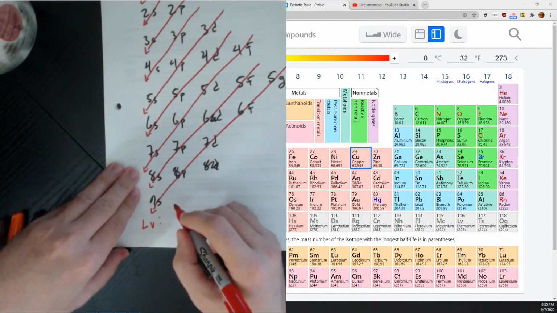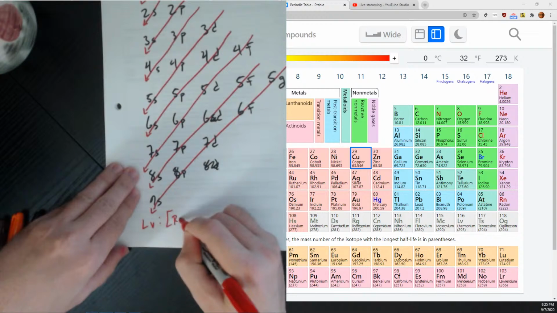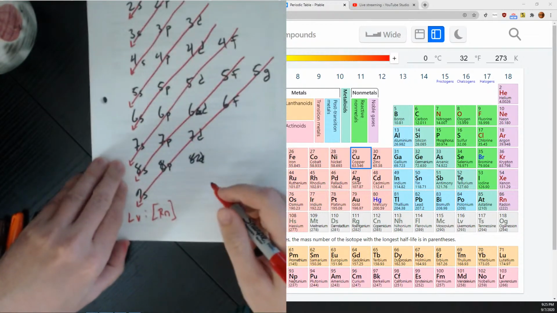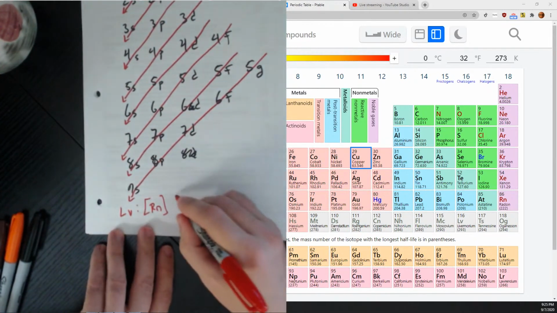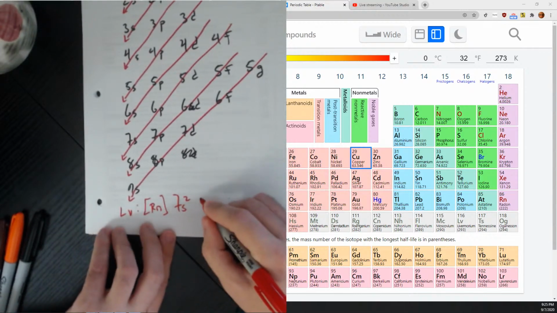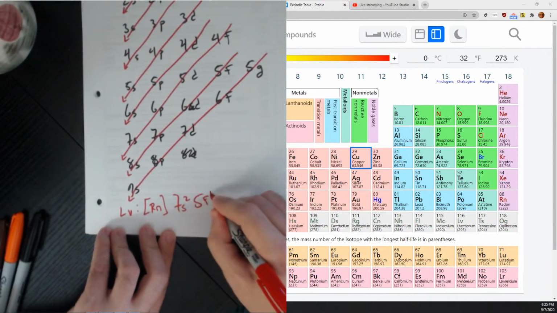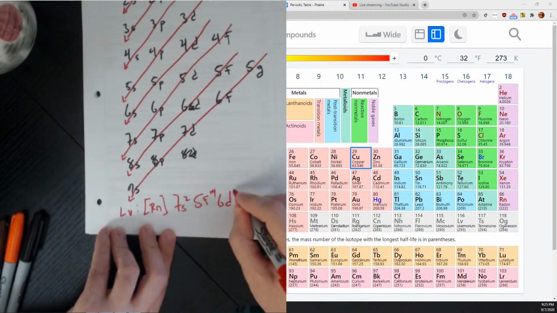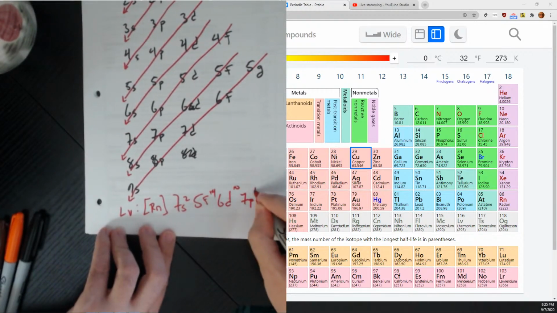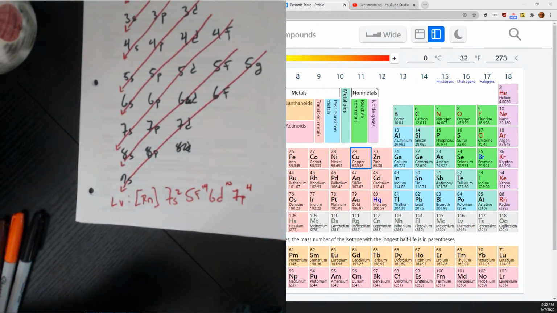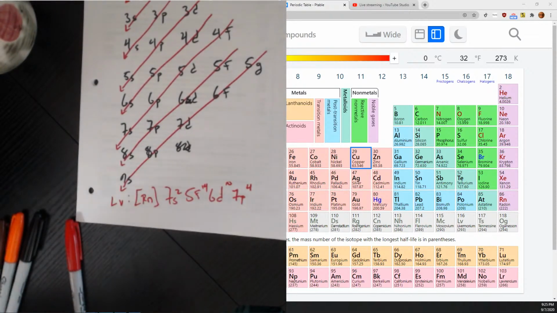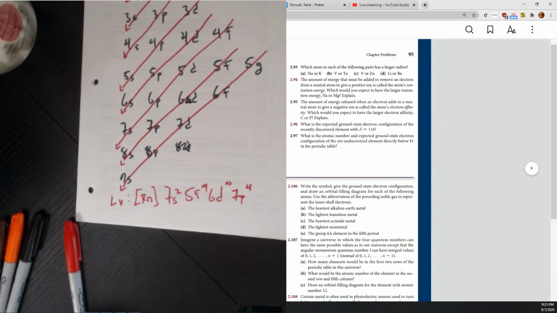Previous noble gas is radon. So we're looking at 7s2, 5f14, 6d10, 7p4. Ground state electron configuration for livermorium. All right.